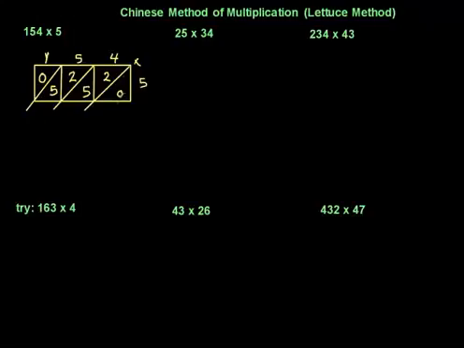So I've got 0 here. 2 add 5 makes 7, and 2 add 5 makes 7. Now that 0 is on its own, so my answer for this question is 770.